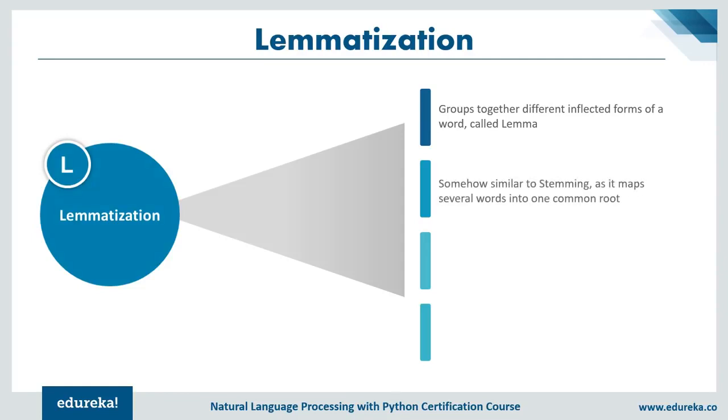It is somewhat similar to stemming, as it maps several words into a common root. Now, one of the most important things to consider is that the output of lemmatization is a proper word. Unlike stemming, where we got the output as GIV, which is not a word, just a stem. For example, if lemmatization works on gone, going, and went, they all reduce to go, because that is the root of all three words.